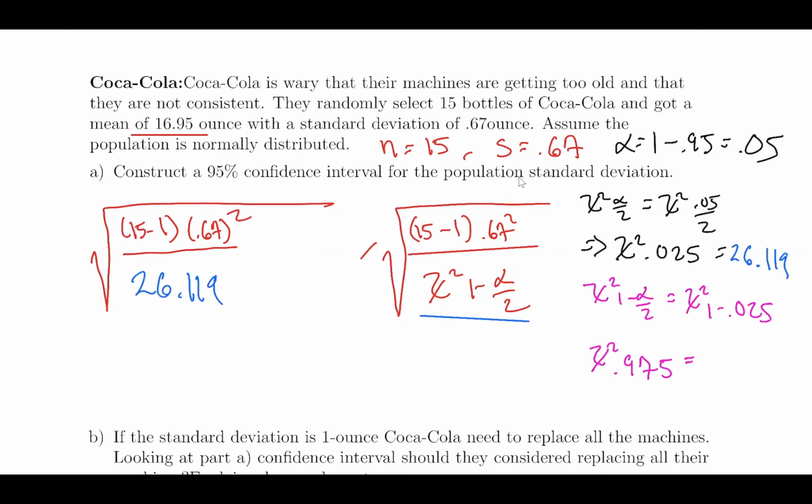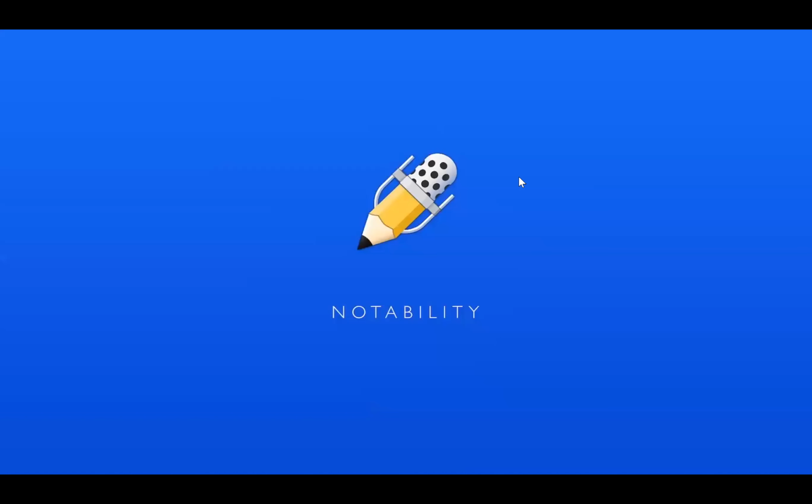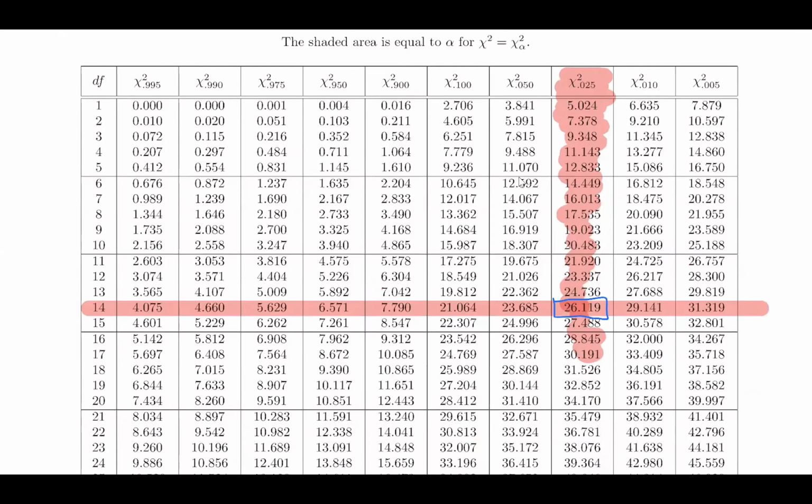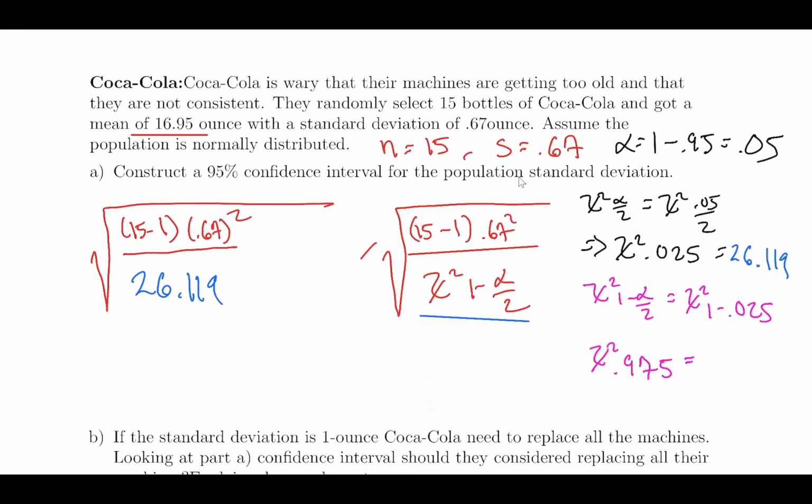All right, so let me go ahead and look for chi-square. We're looking for chi-square of 0.975. If you look at where it intercepts, it intercepts at 5.629. So right here, you put 5.629. Any questions so far? I got the 5.629 for that one.